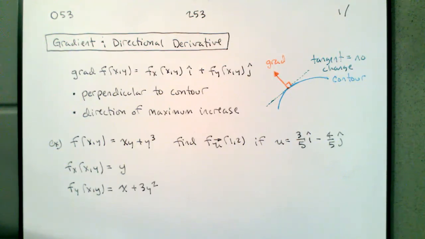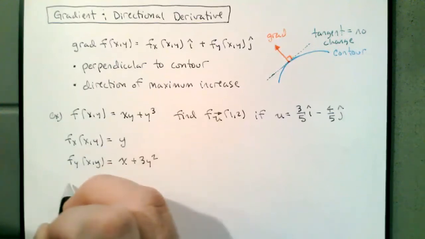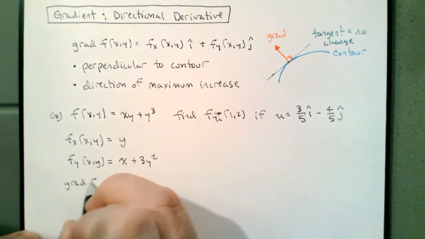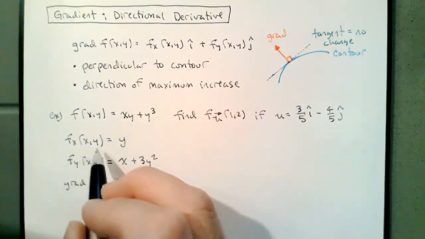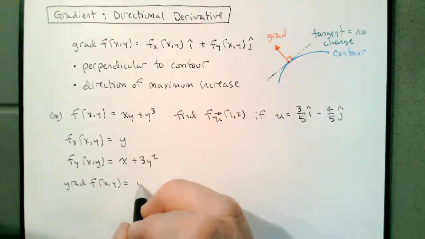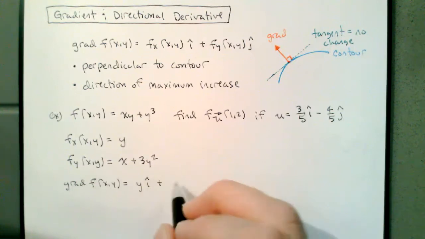What we want to do now is take the 2 partial derivatives and put them into the gradient. So the gradient is a vector. So the gradient of f at x,y, at any point x,y, will be fx times i hat, so y times i hat, plus fy times j hat.